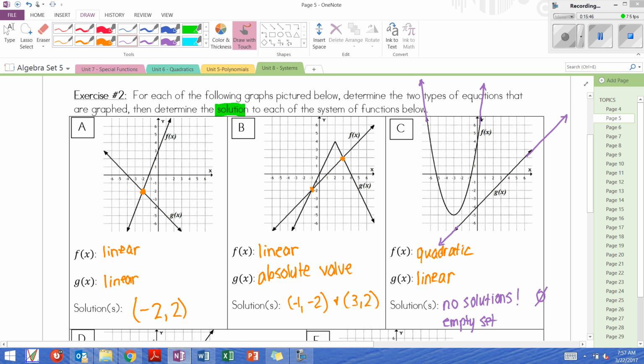Now, this scenario I always want you to be really careful of, because sometimes it does have a solution, but you just have to change your window in order to see it. So no matter what we do, we will see the two functions never intersecting.